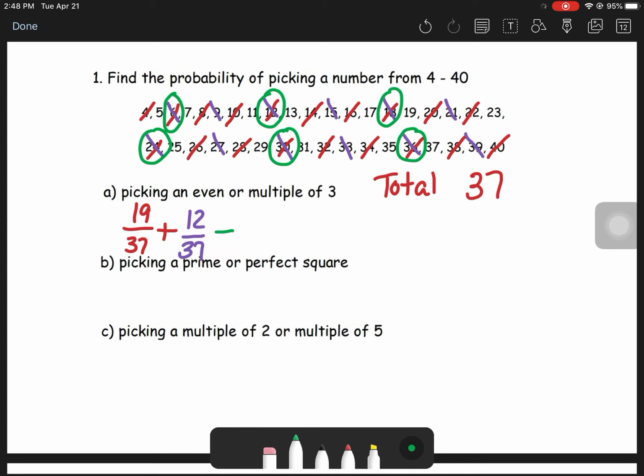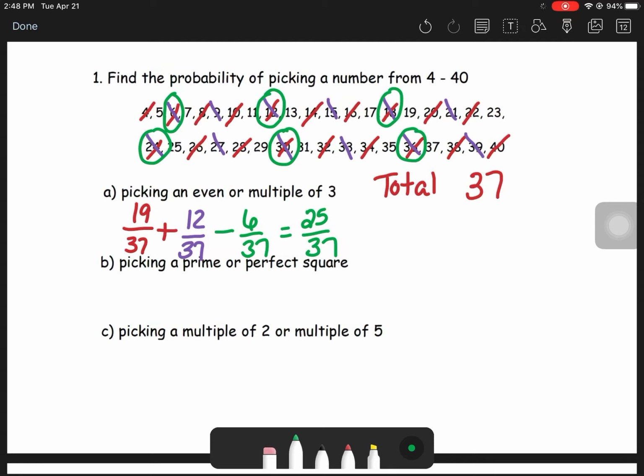So that means that we would subtract those. So 19 plus 12 is 31, and 31 minus 6 would be 25. So we'd have 25 over 37 as our probability of picking an even or a multiple of 3.